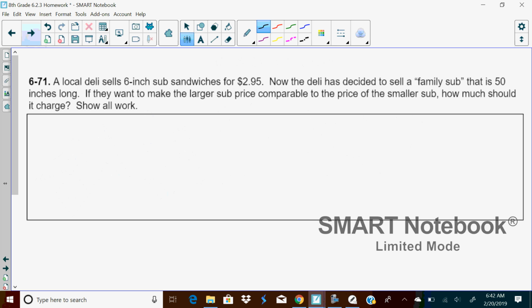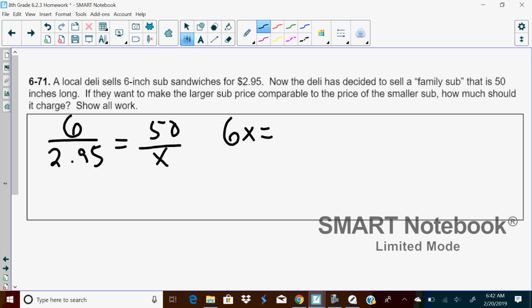Problem 71, a local deli sells 6-inch sub sandwiches for $2.95. Now the deli has decided to sell a family sub that is 50 inches long. They want to make the larger sub price comparable to the price of the smaller sub. How much should it charge? Show all work. So I wrote a proportion. I did 6 over 2.95 equals 50 over x.